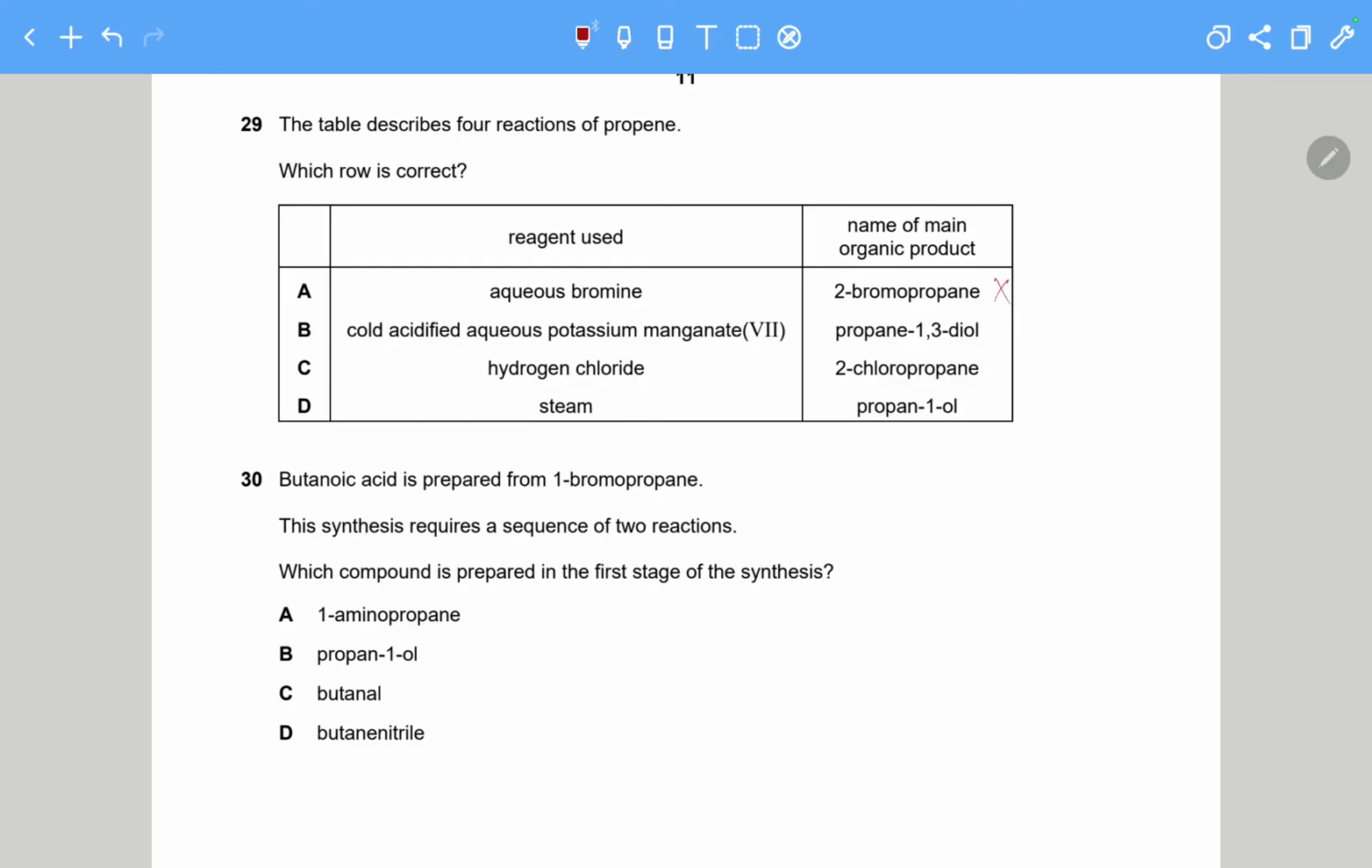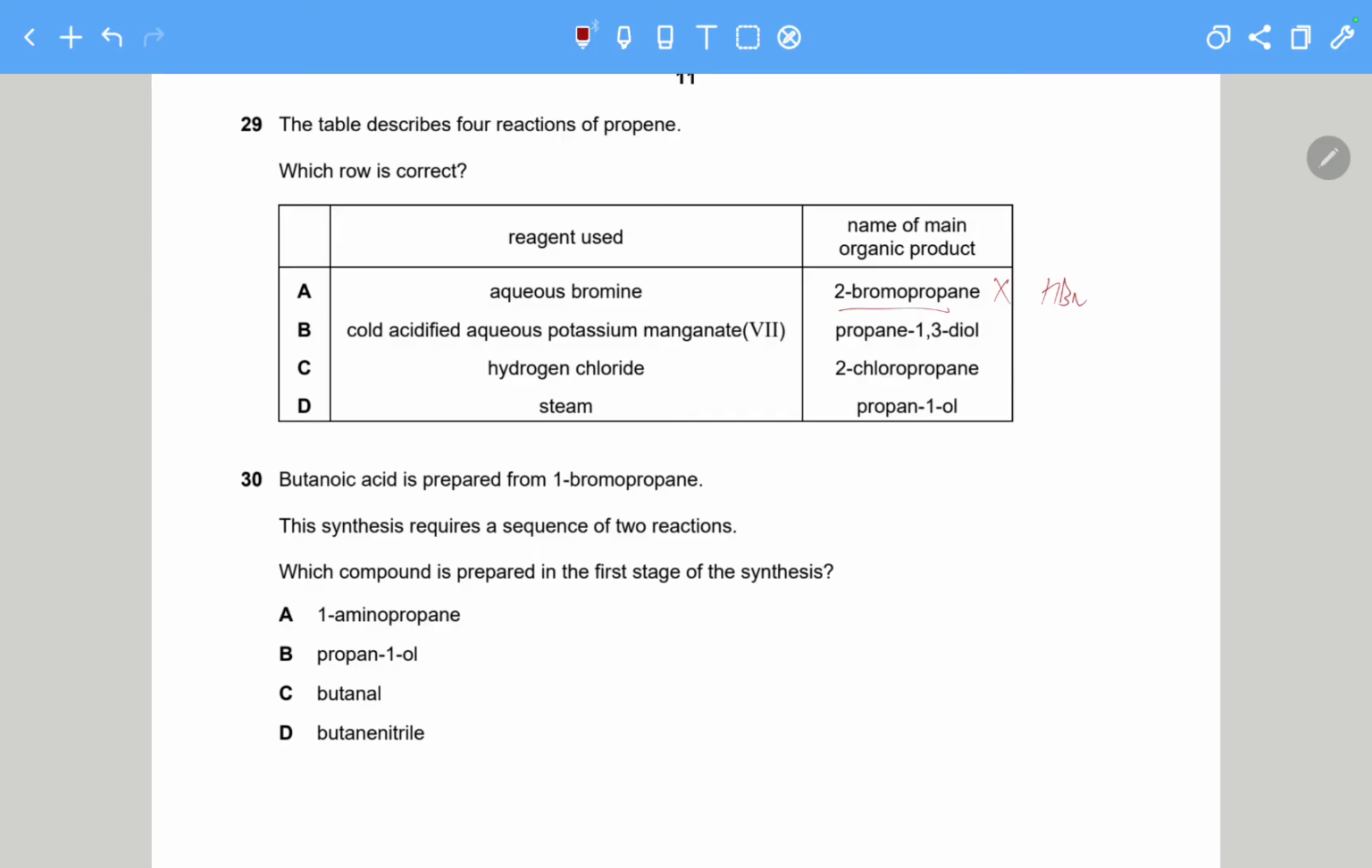Now this is wrong because there are 2 bromine atoms in the molecule bromine, and in the product, they've only given 1 bromine. So for this product to form, we would need HBr and not Br2. And therefore this is wrong. So A cannot be the answer.